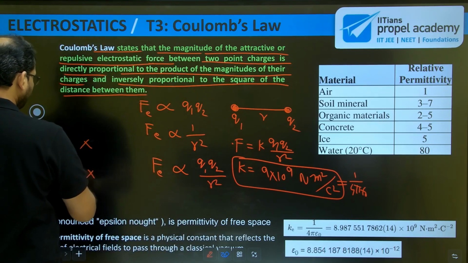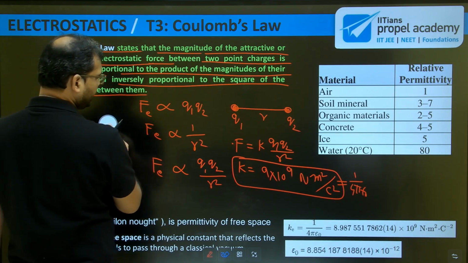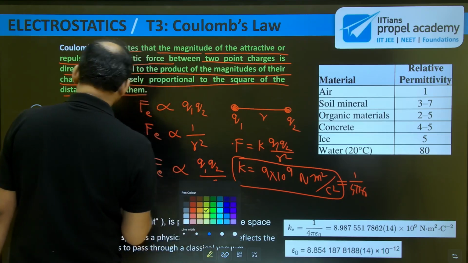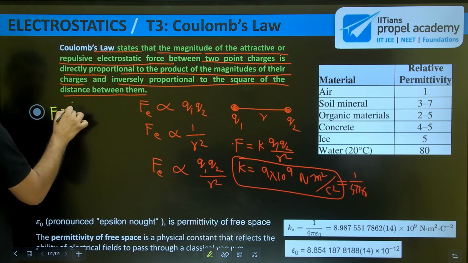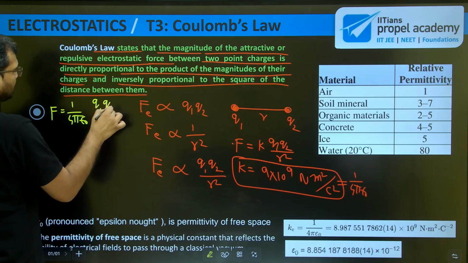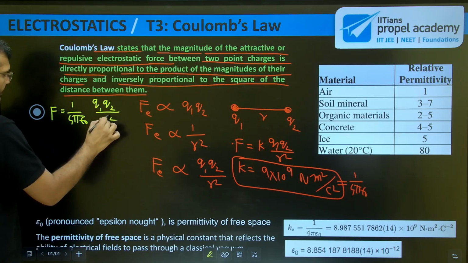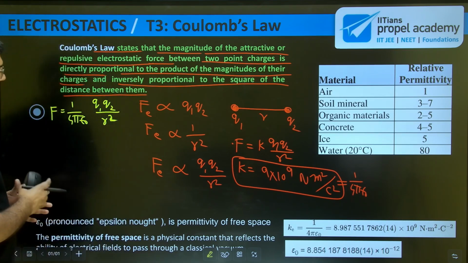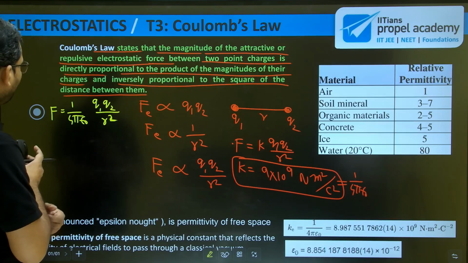So the Coulomb's law, instead of K, you can write like this: F equals 1 by 4 pi epsilon naught Q1 Q2 by R square. Of course, this is a magnitude. Force is a vector, which I will discuss a bit later. So K is 1 by 4 pi epsilon naught.